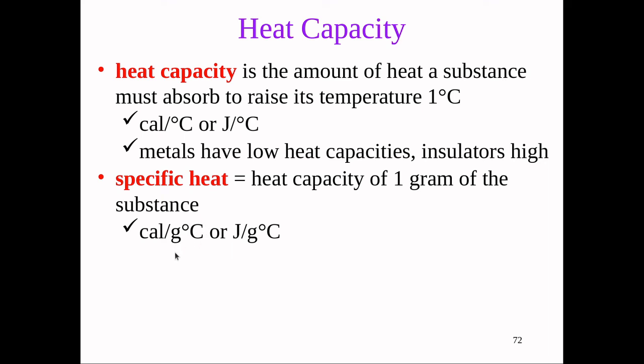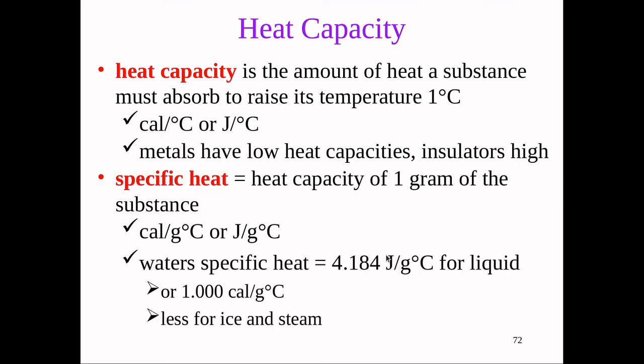Both the grams and the degrees Celsius are in the denominator of this unit, meaning that if we multiply by grams and multiply by degrees Celsius, we're going to get out calories. The specific heat of water is 4.184 joules per gram degree Celsius when it's in its liquid state. That would be the equivalent of 1 calorie per gram per degree Celsius. This is due to the way that we define the calorie. And it's going to be a little less when they're in other phases like ice or steam.